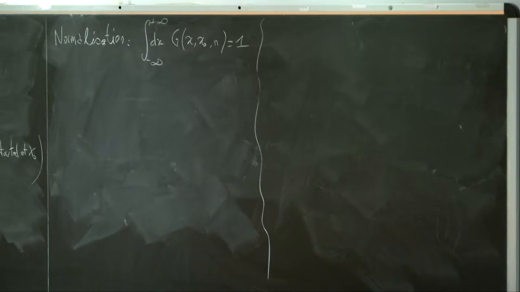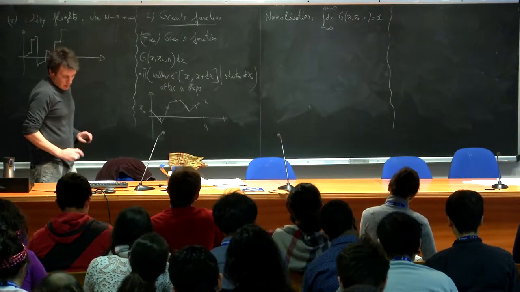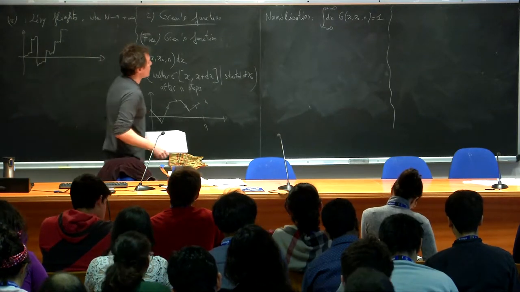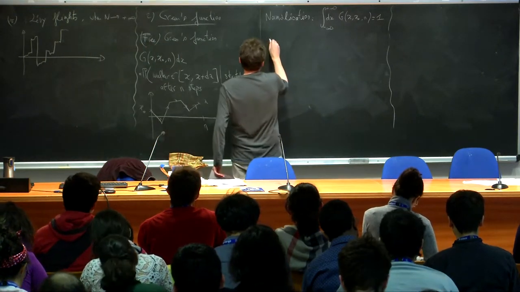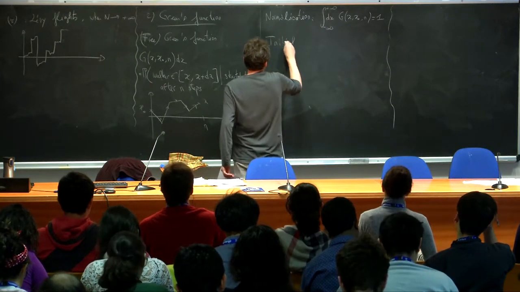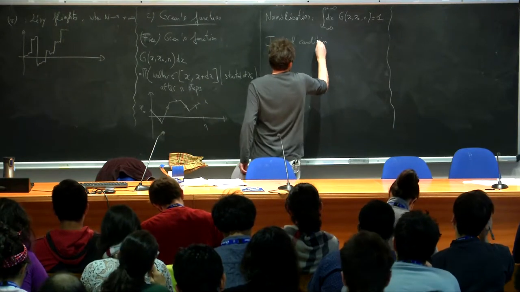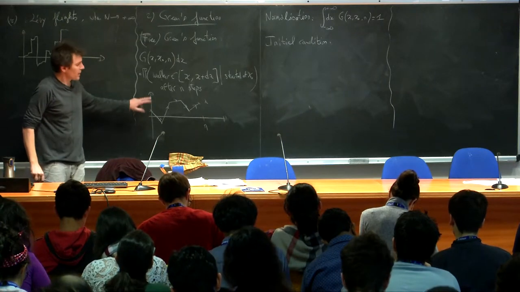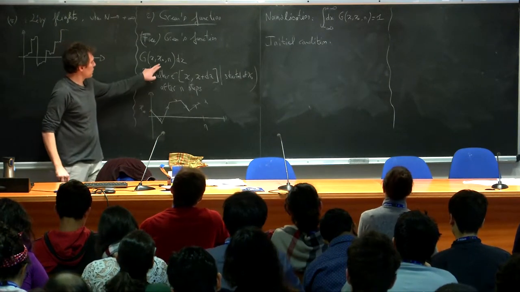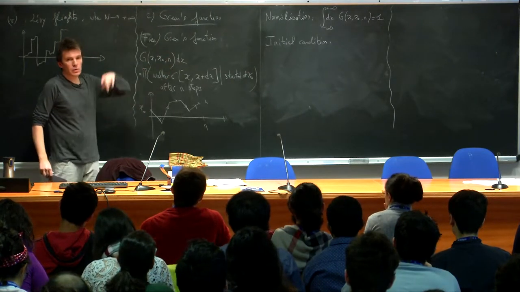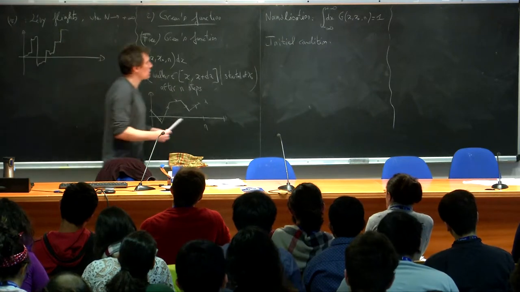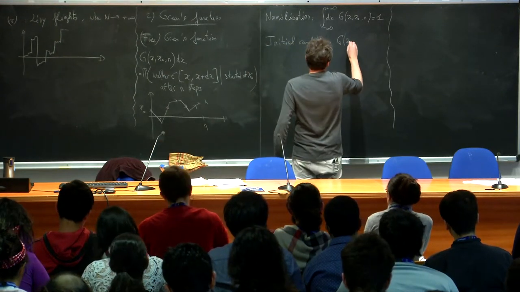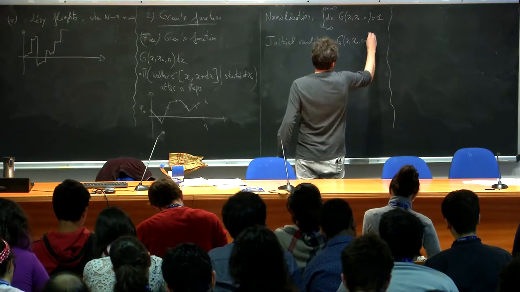Okay, so that just tells you that if you start from x0, after step n you have to end up with probability 1 somewhere. Nice. So now the question is, how do you compute that? So this is normalization, and there is also an initial condition that I want to stress. You know that at time n equals 0, you are at x0. So that means that if I look at this quantity at n equals 0, then this should be a delta function around x0.